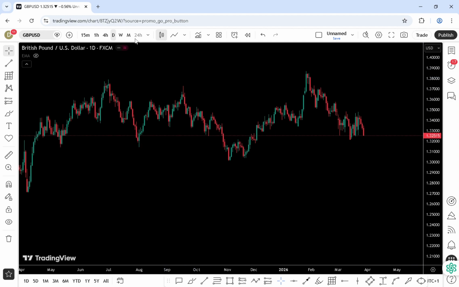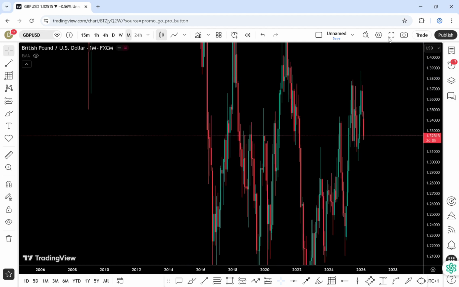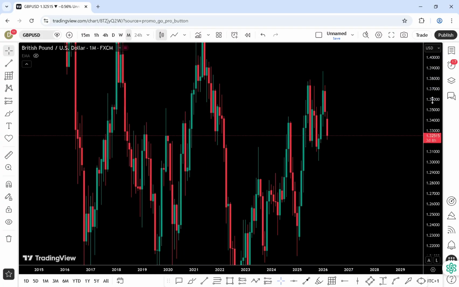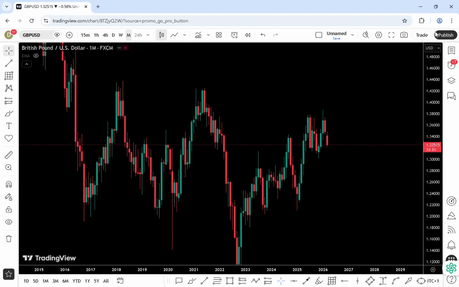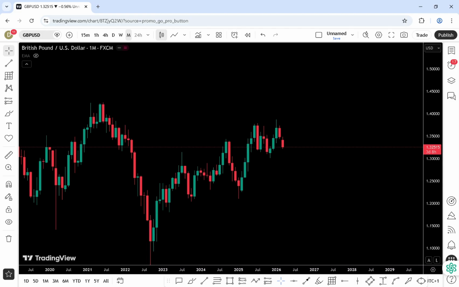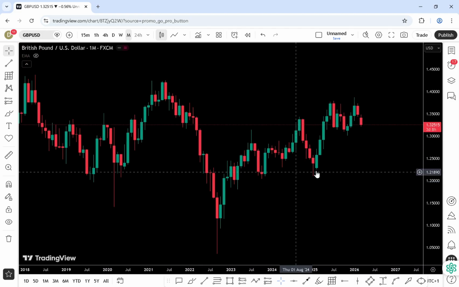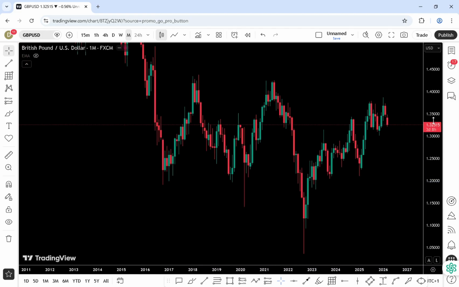You can start from monthly. You can see that the setup is kind of the same. The setup is kind of the same. So we can work with that and see what the monthly is actually doing. So GBP USD, it's obvious.